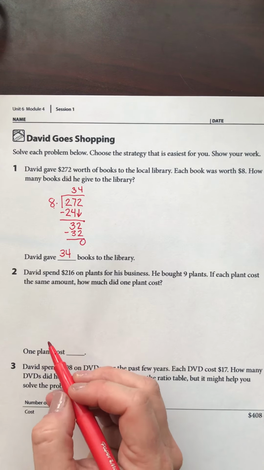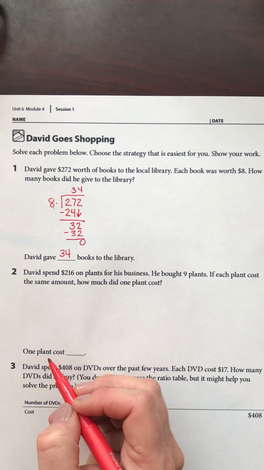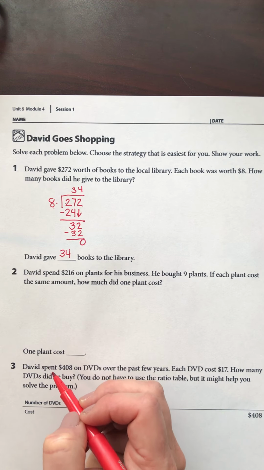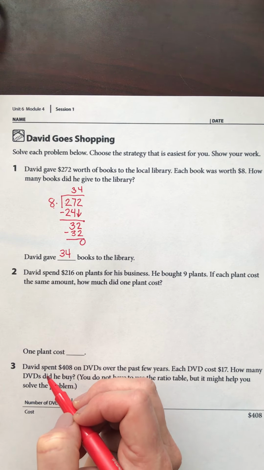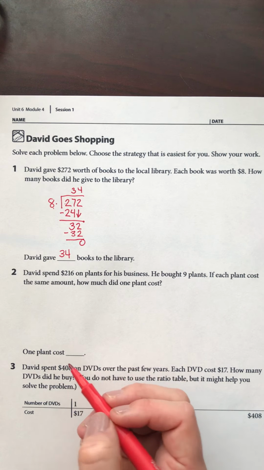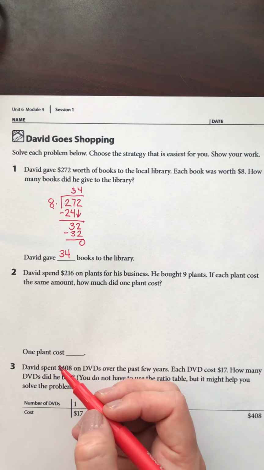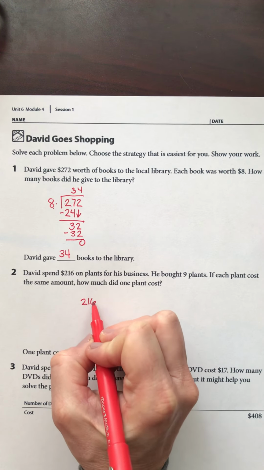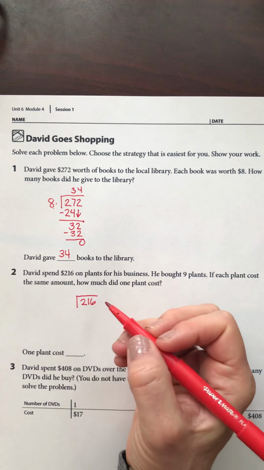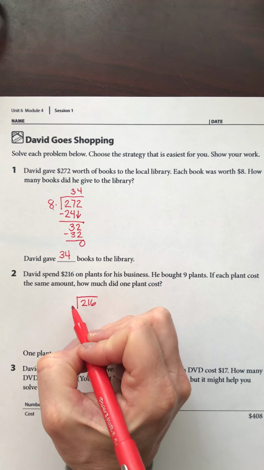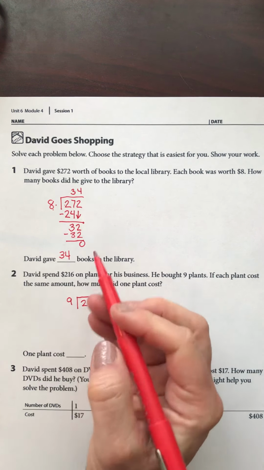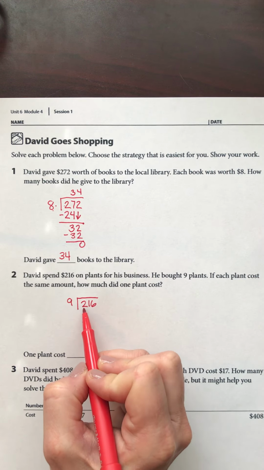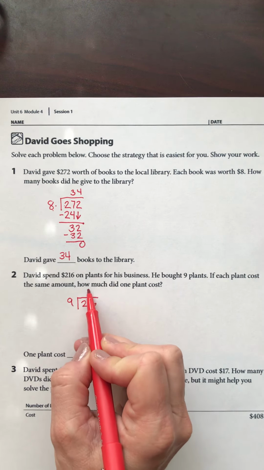Number 2, David spent $216 on plants for his business. He bought 9 plants. If each plant cost the same amount, how much did he spend on one plant? Or rather, how much did one plant cost? So we have to divide 216 divided by 9. And first, 9 can't go into 2, so 9 can go into 21 2 times.